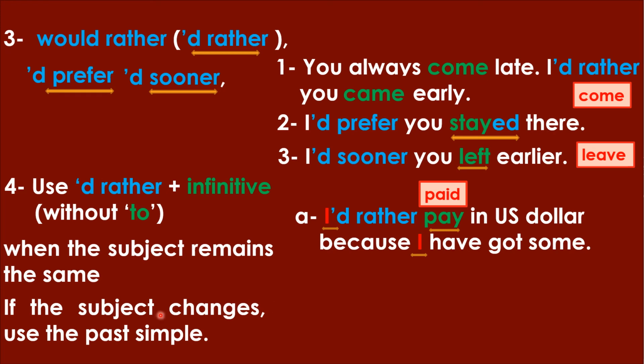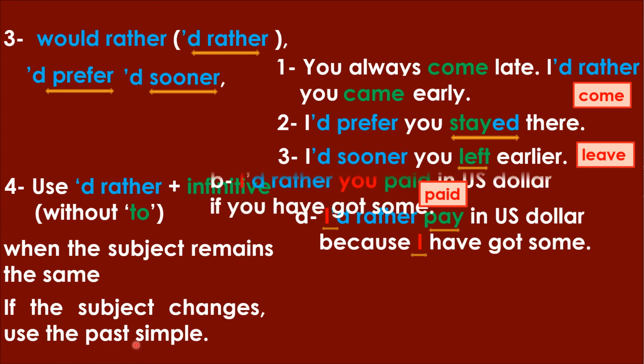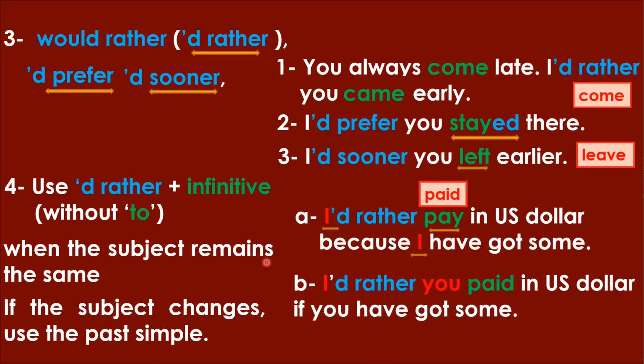طيب لو أنا غيرت بقى الفاعل، لو عندي فاعلين مختلفين، في الحالة دي هستخدم الماضي البسيط. Let's have a look at this example. This is actually the same sentence with very slight change. دي طبعا الجملة B هي نفس A بس عندي تغيير بسيط.